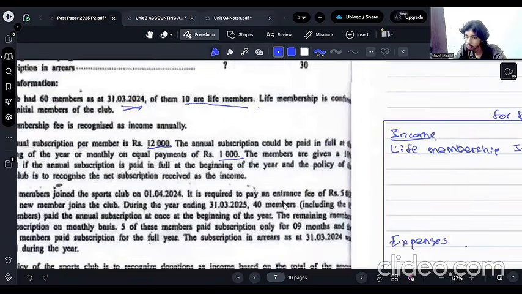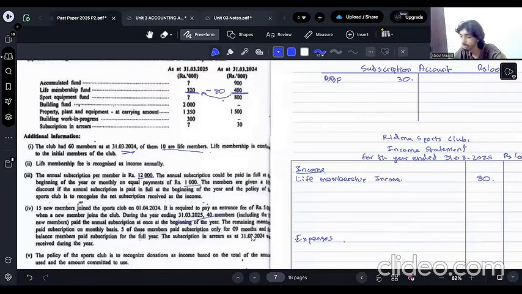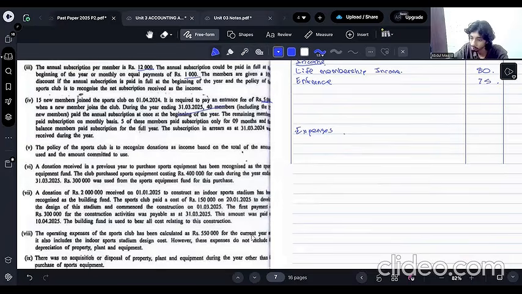Entrance fee. Now here they have not given any policy for entrance fee, and you can recognize it as income. 15 new members are joining. It is required to pay an entrance fee of 5,000 when joining. So 5,000 into 15 members, that is 75,000. Now we'll find the cash received from subscription.